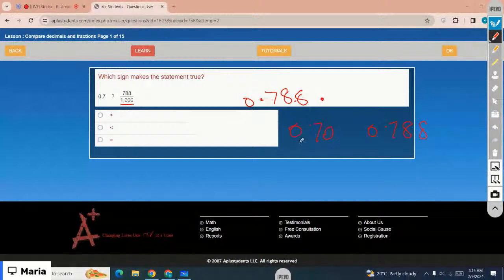So here you have 0.70, 0.7, that is the same. Now you look at the second digit. 0 is less than 8, that means 0.70 is less than 0.788. Everyone, can you see my screen properly? That means 0.7 is less than 0.788. The correct option is less.